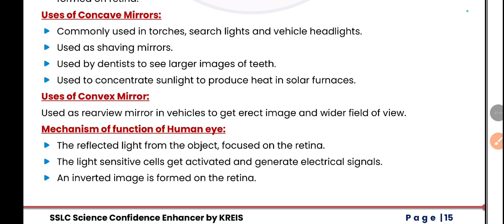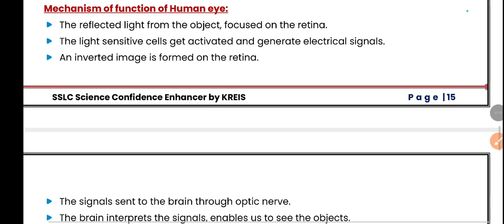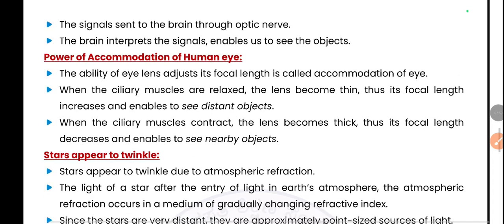Mechanism and function of the human eye. The reflected light from the object is focused on the retina. The light-sensitive cells get activated and generate electrical signals. An inverted image is formed on the retina. The signals are sent to the brain through the optic nerve. The brain interprets the signals, enabling us to see the objects.